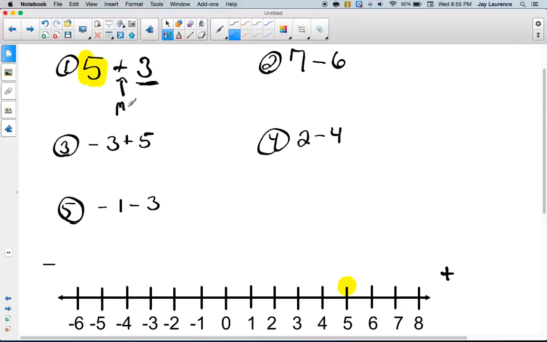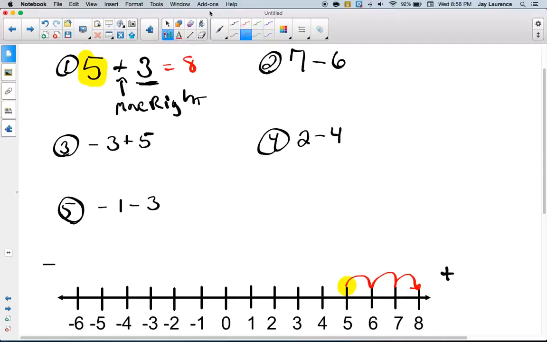It says move right. Can you say that? Move right. We're going to move right. Here we go. We're getting ready to move right. How far are we going to move right? We're going to move 3 right. And so we're going to go 1, 2, and 3. Where did we end up? Oh my gosh, we ended up at 8. Therefore, 5 plus 3 equals 8.